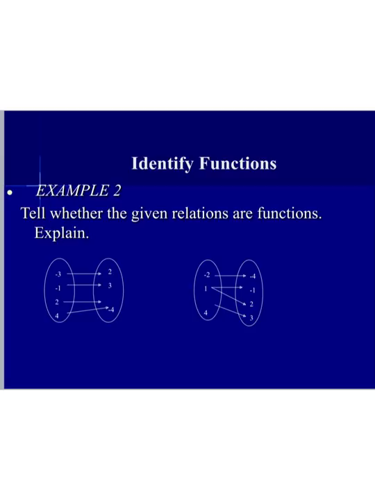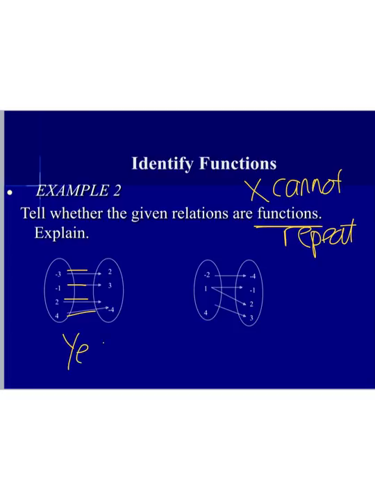Okay, on this next one, example 2, it says tell whether the given relations are functions. So again, when you are looking at functions, the x values cannot repeat. So we're looking at mappings here, and if you look at these x values, you can see that you just have one arrow coming from each one. So this one is a function. However, this one here has one x value that goes to 2 different outputs, and so this one is not a function.